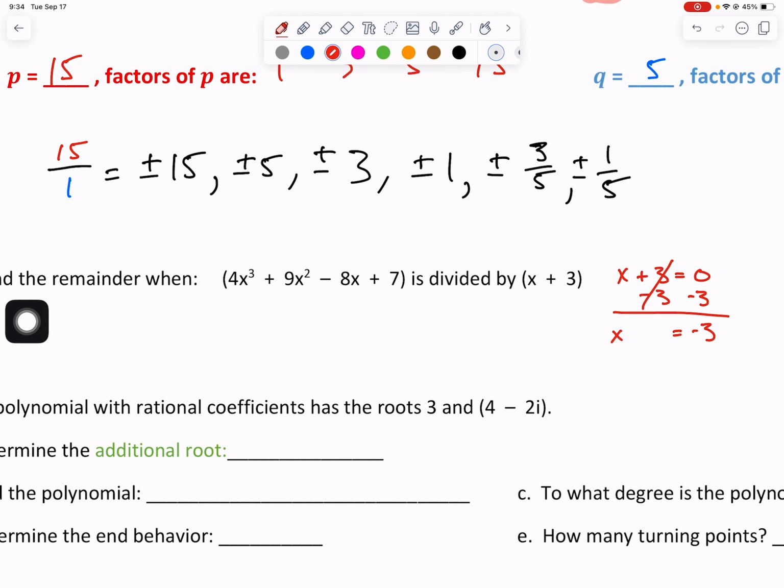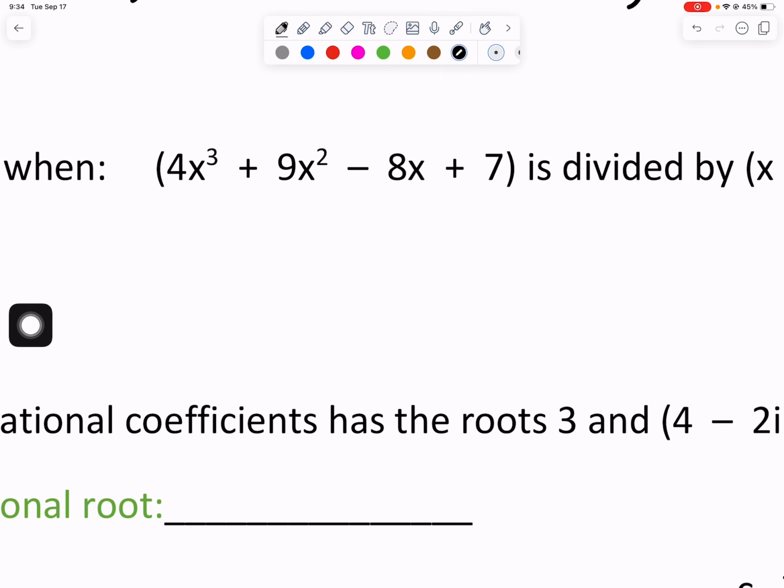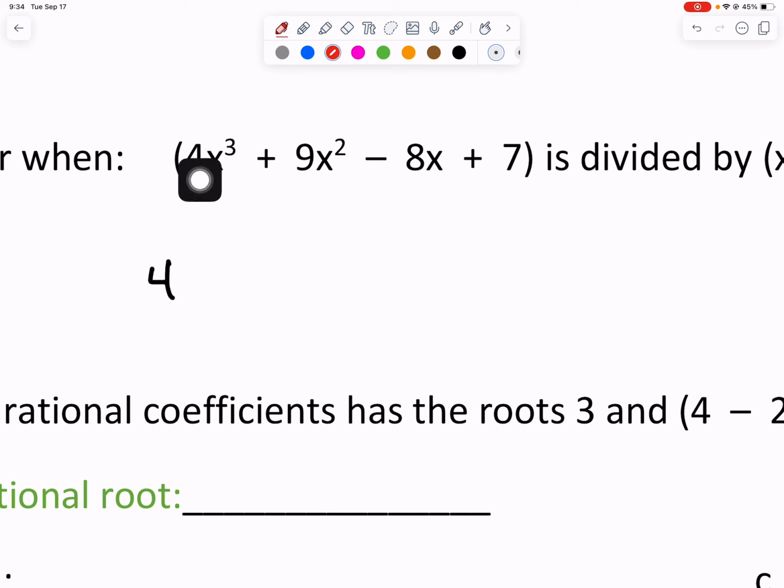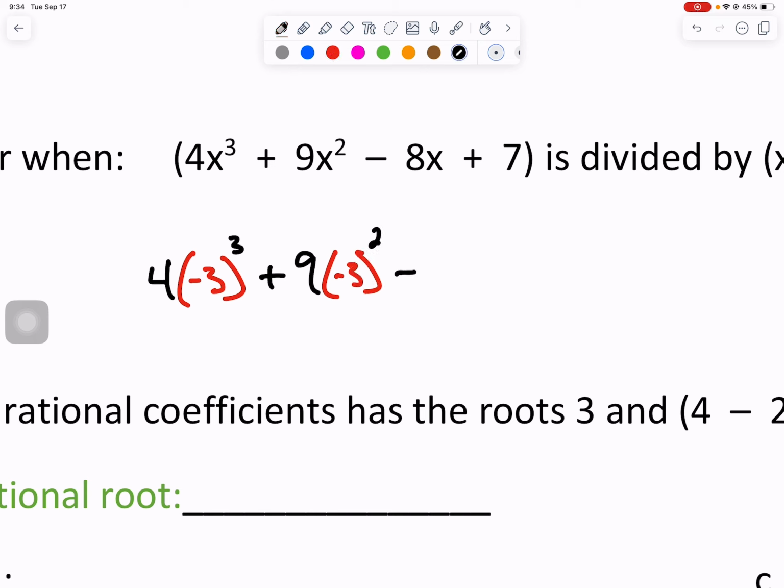Well, guess what we can do? We can simply rewrite our polynomial here. And every time we see an x, I'm just going to put a -3 in parentheses. So 4, I'm going to open a parenthesis, -3, close it, put the 3 above. Plus 9. Oh my goodness, yes, another x, so we'll do -3 there. Make sure to square it. Minus 8. Another x, -3, and then plus 7 equals your remainder.